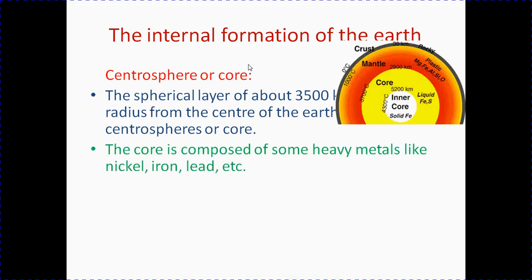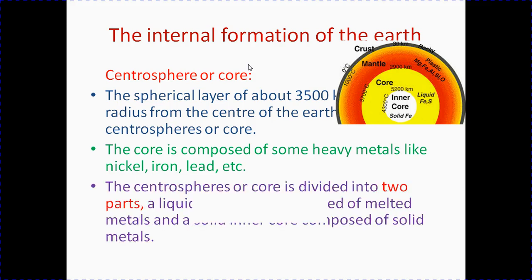The core is composed of some heavy metals like nickel, iron, lead, etc. The centrosphere or core is divided into two parts: a liquid outer core composed of melted metals. Extremely high temperature melts the metal into the liquid form in this layer, and a solid inner core composed of solid metal.